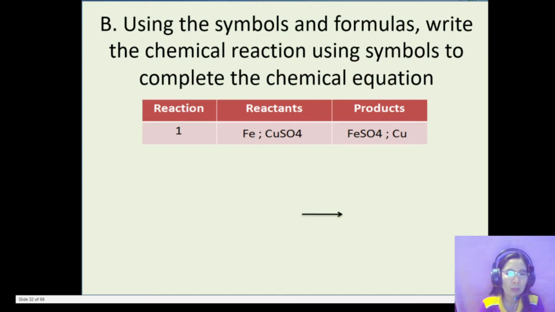2 seconds will be given to you. Again, use your paper and pen to answer this part B of activity number 2. 2 seconds starts now.